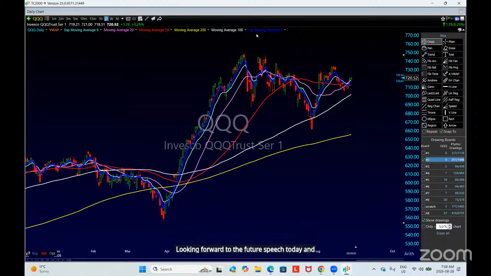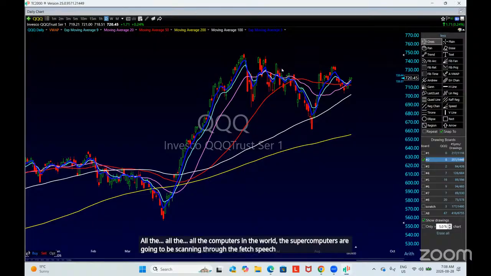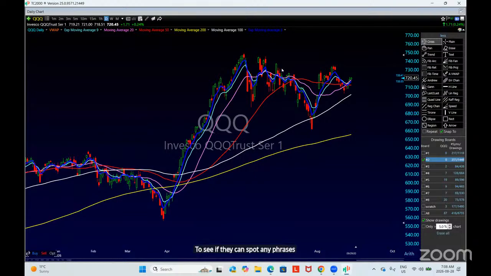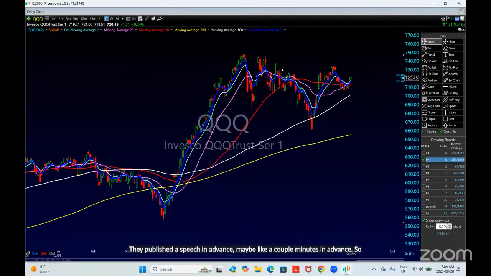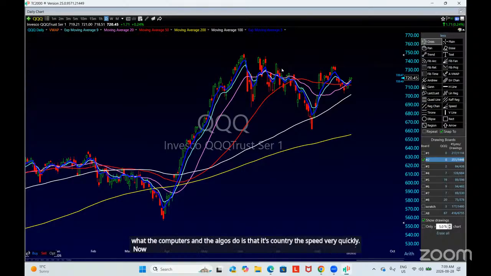and all the AI bots and algos, all the supercomputers in the world, are going to be scanning through the Fed chair speech to see if they can spot any phrases or sound bites that are going to trigger fear or optimism in the market. Usually they publish the speech in advance, maybe a couple of minutes ahead. So the computers and algos scan through the speech very quickly. Now we have AI, so it's going to scan through the speech quickly and try to identify anything hawkish or dovish. Hawkish means things that the market does not like, and it's going to cause the market to sell. And dovish is things that the market likes, like music to the ears of the market, and it causes it to do what? Rally.